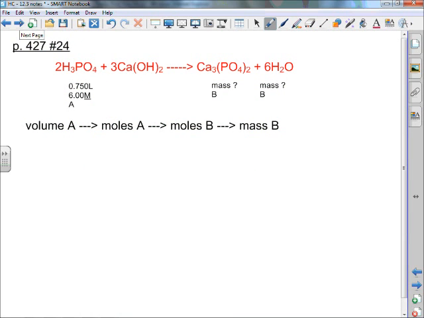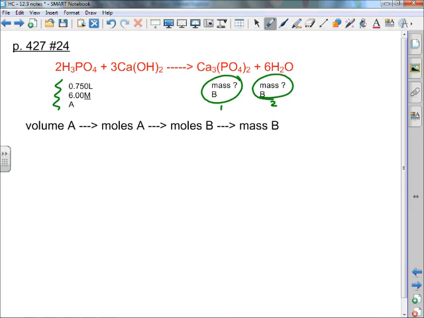Okay, so here's a problem here. Again, this is number 24 on page 427, just as a reference here. We've got 0.750 liters of a 6 molar solution. That's chemical A. And they want us to find out the mass of chemical B. So actually we've got two problems. There's our first, there's our second. How many grams of each product will be formed?